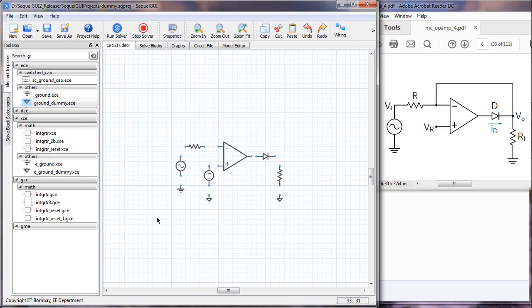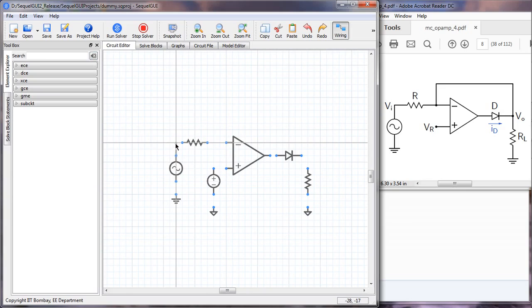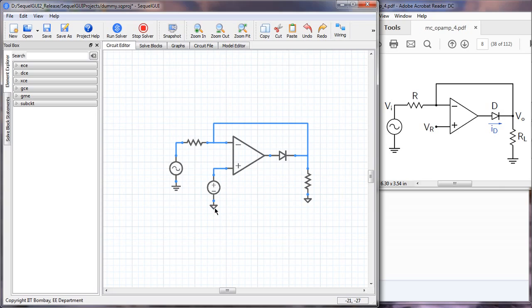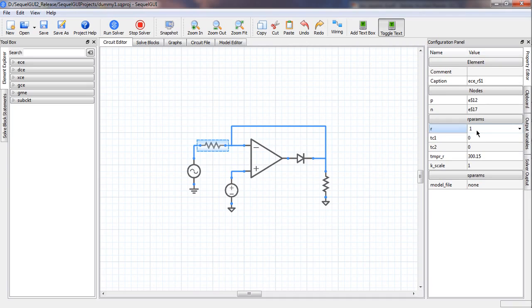Alright. Our next step is to make the connections. So let us do that. Okay. Let us now assign the component values. This resistance can be 1K, and we will consider the case in which RL is much larger than this R here. So RL could be, let's say, 1 mega ohm, like that. This VR could be 2 volts. Later we can change it if we want.